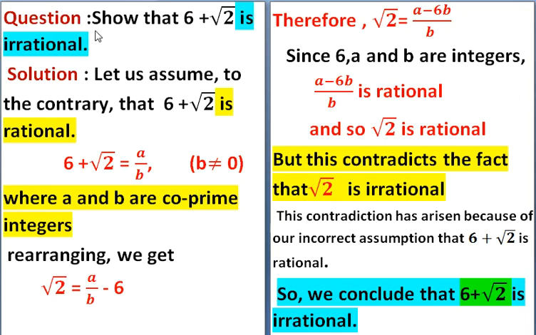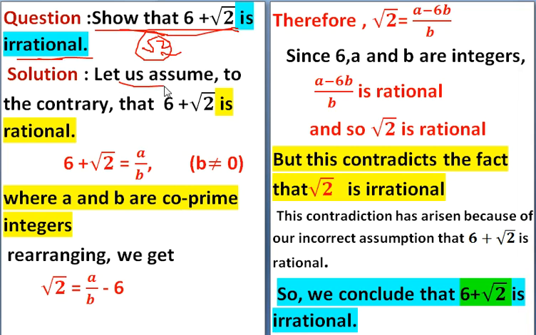Now we will prove 6 plus root 2 is irrational. Before solving these questions, you know root 2 is irrational, because the examiner knows that you have knowledge that root 2 is irrational. So the examiner assumes that you know root 2 is irrational. In the solution of this question, 6 plus root 2 is irrational.